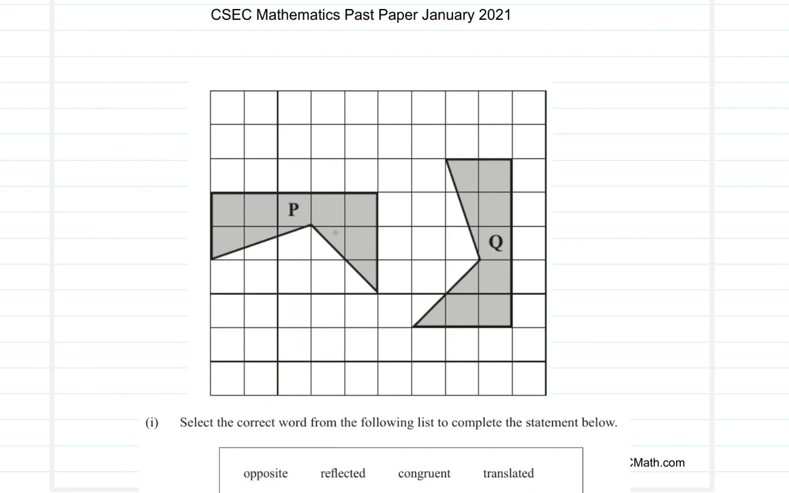You could look also at this line. What's the length of this line? Well, in order to get this line, you must go 2 units to the right, 2 units down. Here, 2 units down, 2 units to the left. So, they are of the same length, alright? So, it is congruent that you would put there.